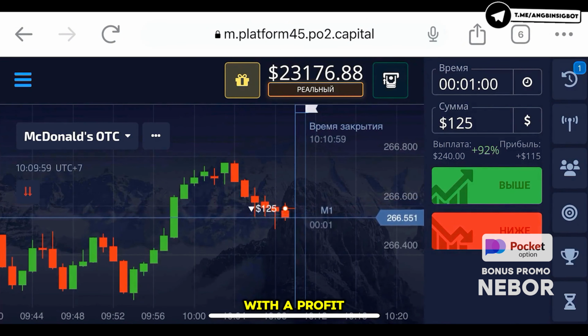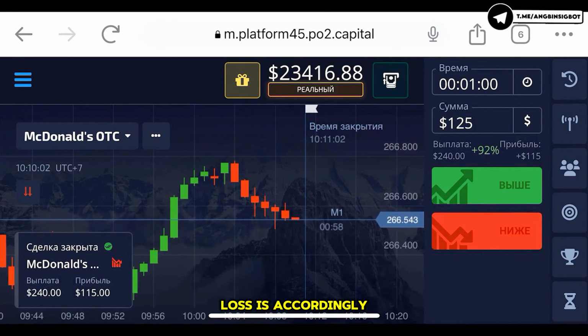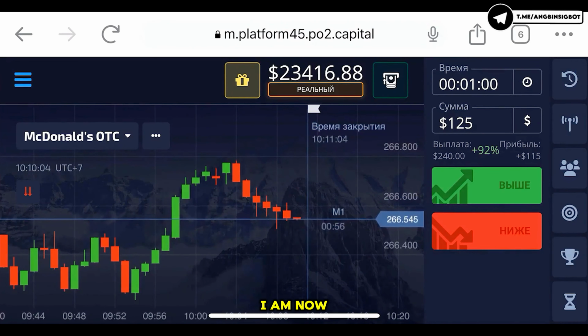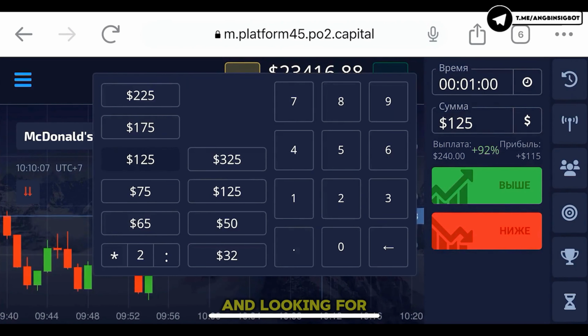The trade ends with a profit to the account, and the previous loss is accordingly recovered. I am now setting the initial trade amount to $50 and looking for the next asset.